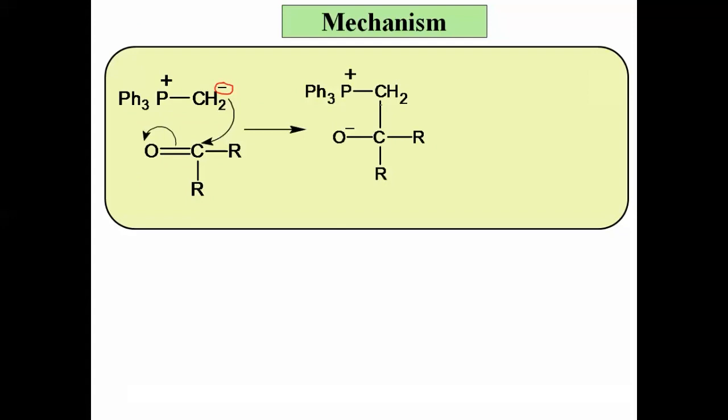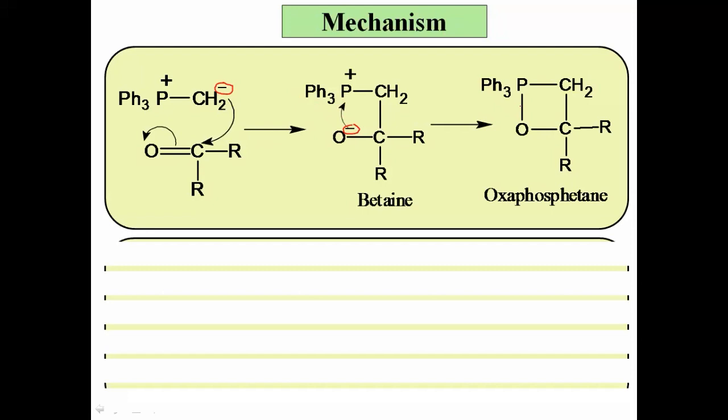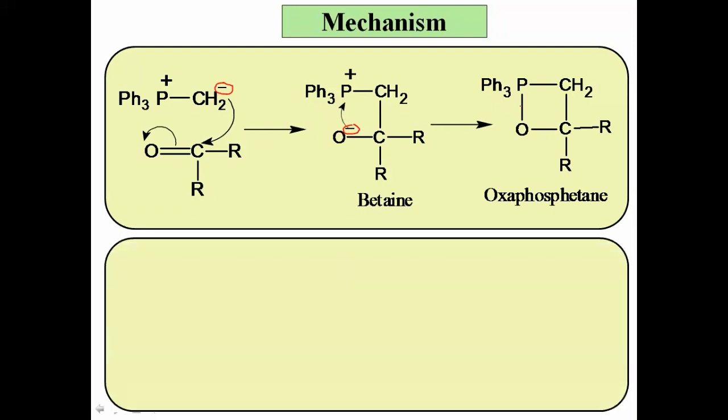This is a new bond between two carbons, while this pi bond undergoes breaking and there is a negative charge on the oxygen. This intermediate is called the betaine intermediate. Now this betaine intermediate undergoes cyclization. Here the oxygen having a negative charge forms a bond with the positively charged phosphorus. There is a formation of a cyclic compound called oxaphosphetane.